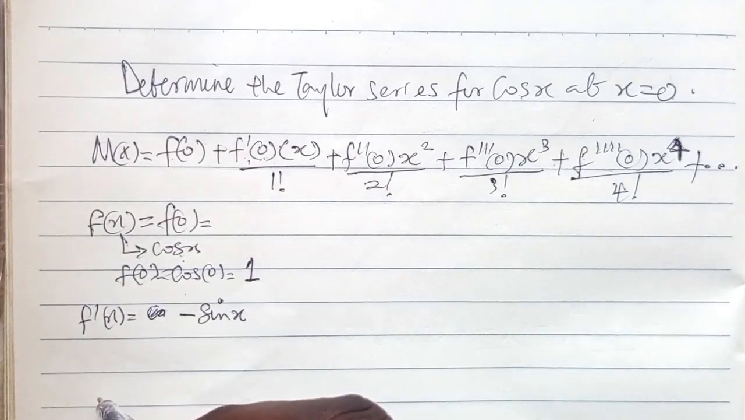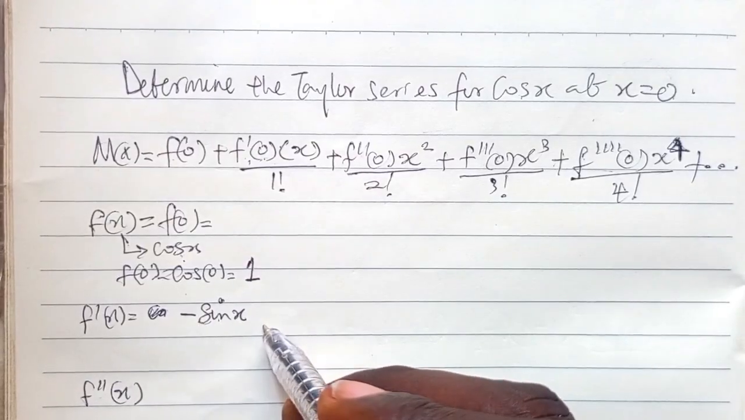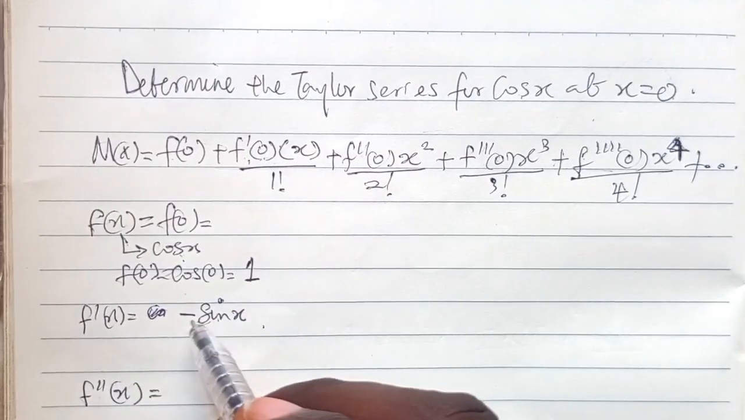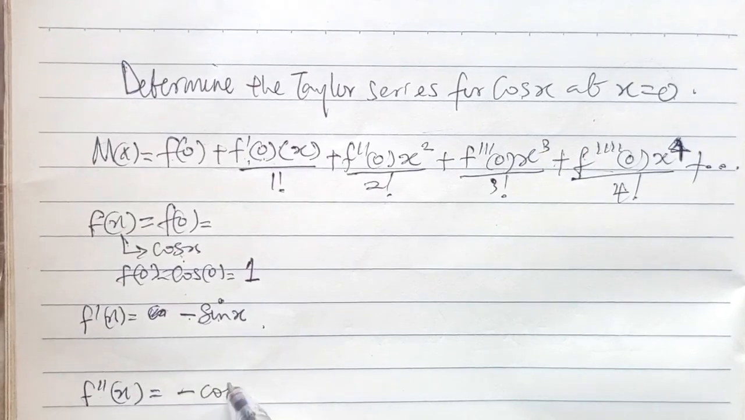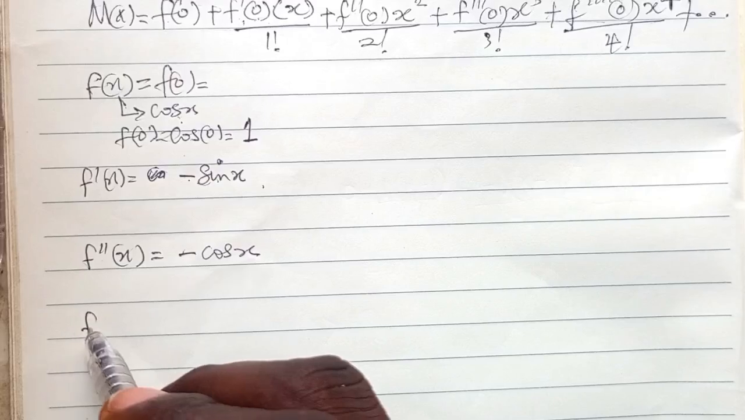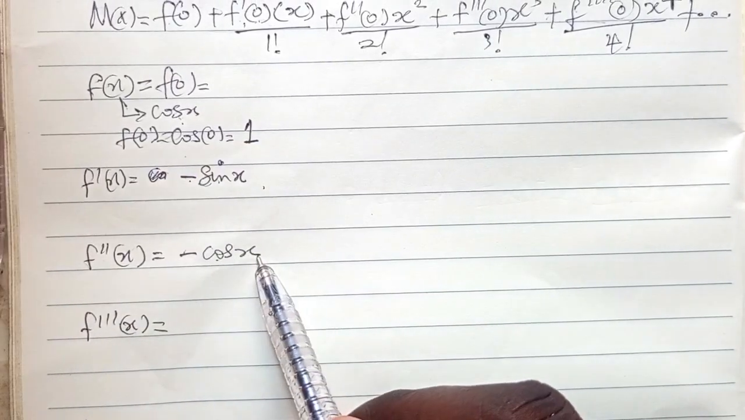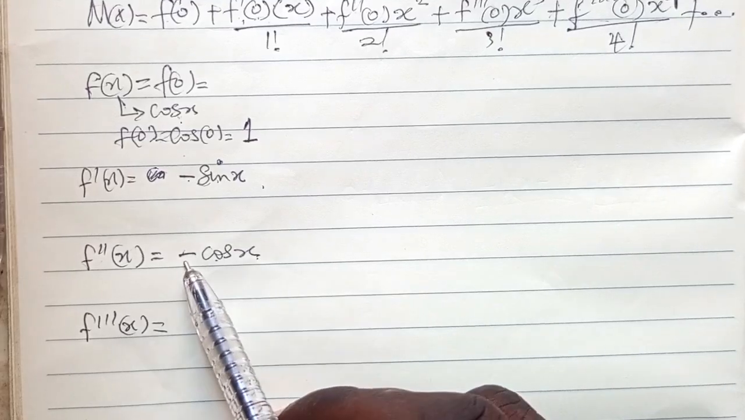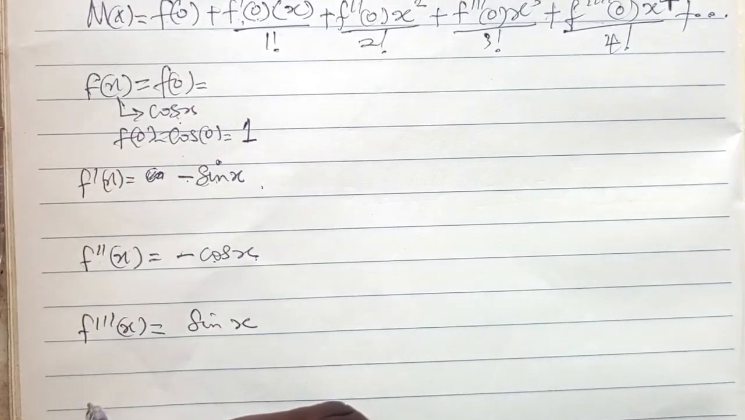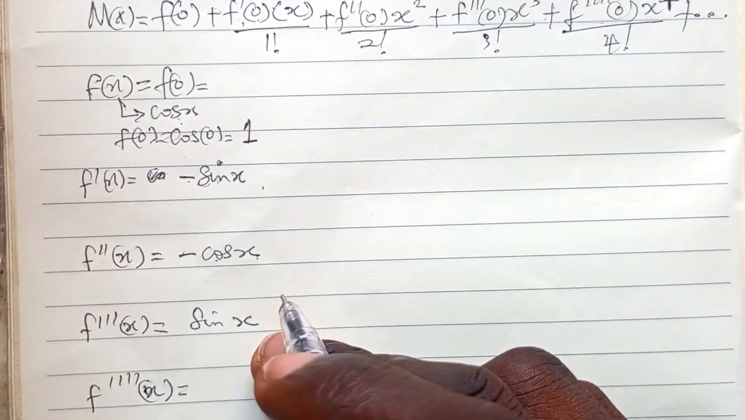So let me differentiate a second time, f double prime of x. I'm differentiating minus sine x now. If you differentiate sine, you're going to get cos, so the minus will still be there: minus cos x. Let me differentiate the third time, f triple prime of x. If I differentiate cos, I'm going to get minus sine x, but because there's a minus here, everything will be plus. So this one will just give me sine x. Then the fourth one: if I differentiate sine x, I'm going to get cos x.